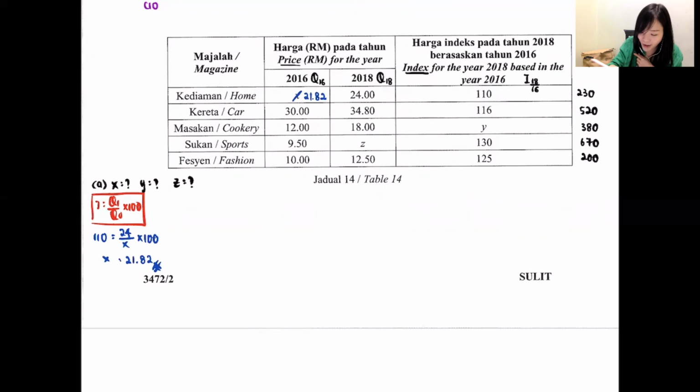Next one, they ask to find what? Y. Where does the Y come from? The Y comes from here. The Y is actually what? I. So what does I stand for? Price index. Price index is exactly talking about the same formula, which is this one. All I need to do is sub inside. How do I sub?